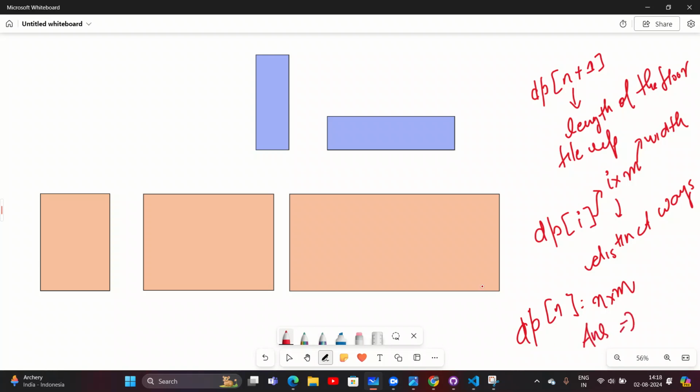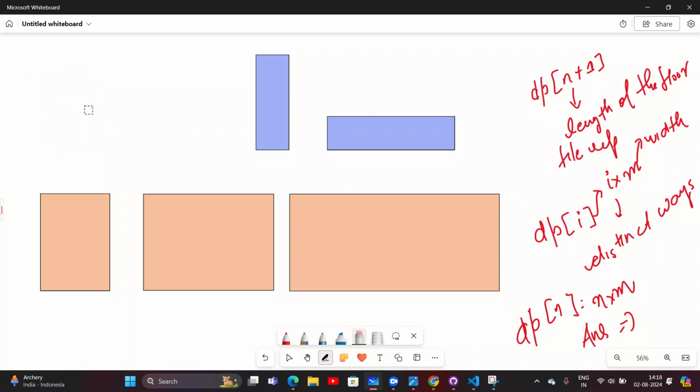Now three scenarios can be generated while solving this problem. First is when the length of the floor is less than the width of the floor, basically L is less than W. Second one is when L is equal to W, length is equal to the width of the floor. And the third one is when length is greater than the width of the floor. We will take a look at each of these cases one by one.